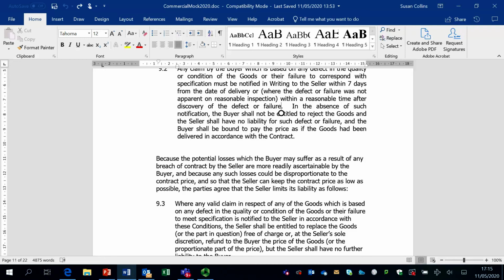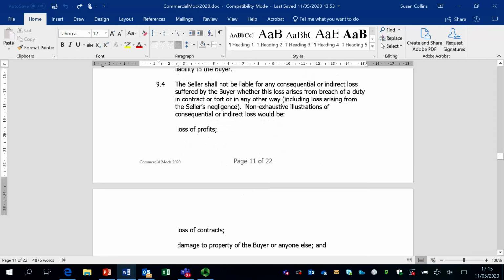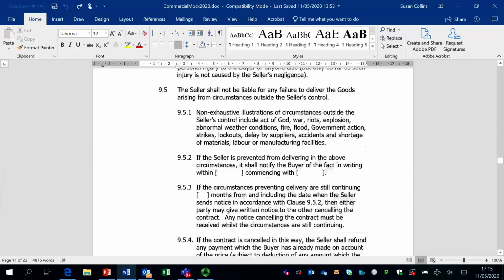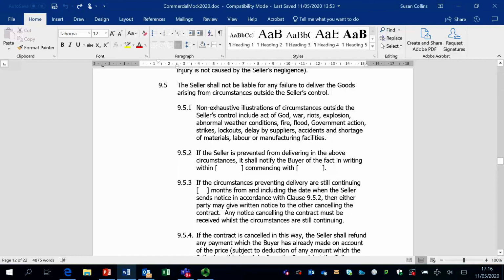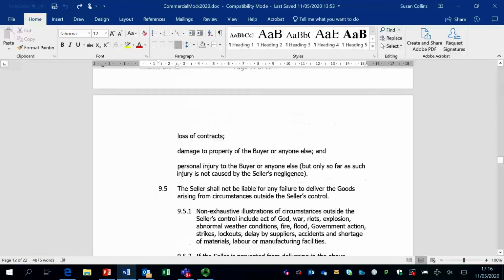So once you've gone through the clauses, just to point out 9.5 is force majeure and not relevant really on the facts here. There's nothing to suggest that it is.